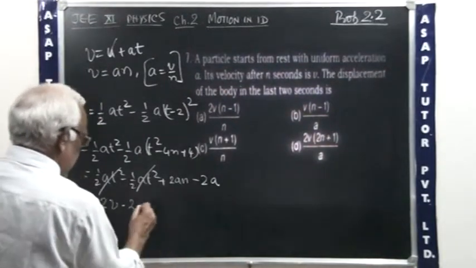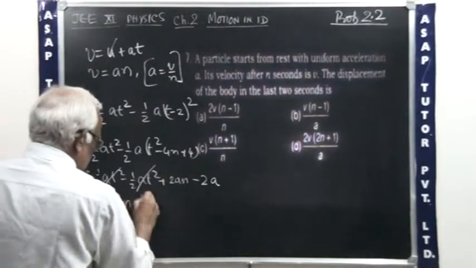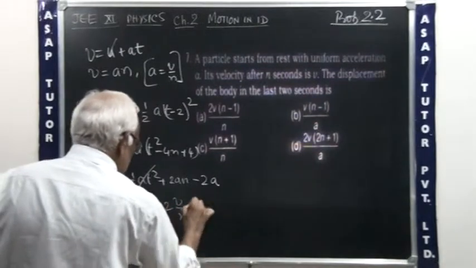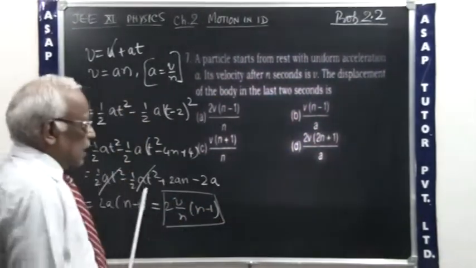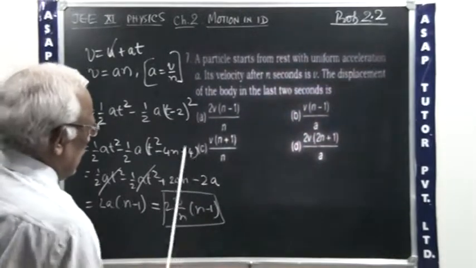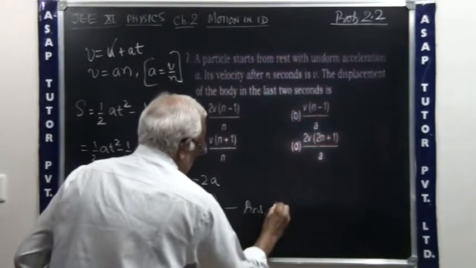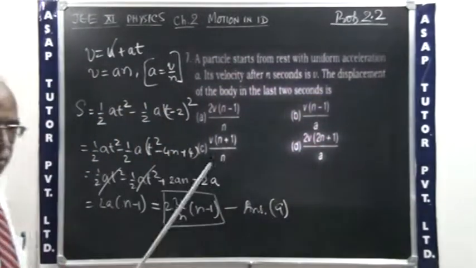And if I take out 2a common over here, I'll get n minus 1. If I substitute for a, I get 2v by n minus 1. This is my displacement, and that is obtained here in options a, b, c, d. Notice that the option is a. So the answer is a. This is the answer.